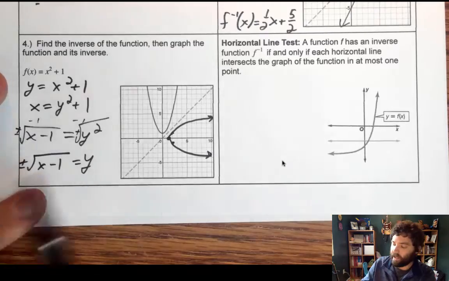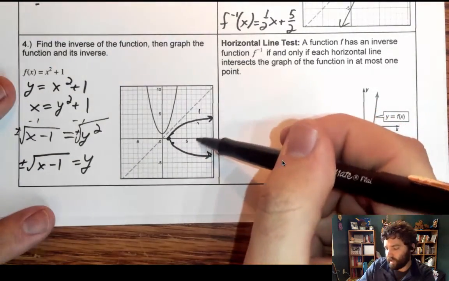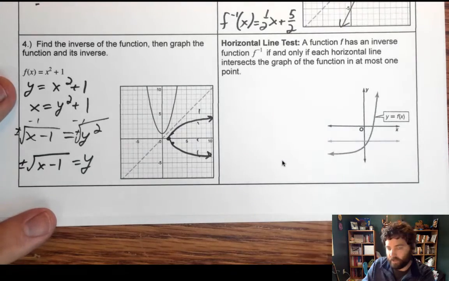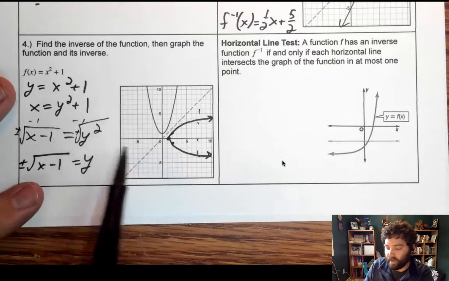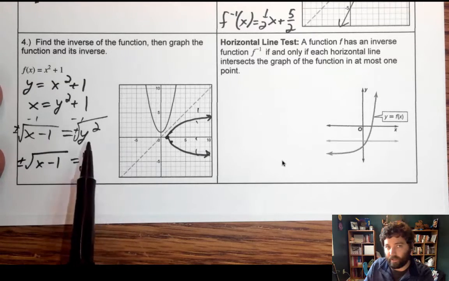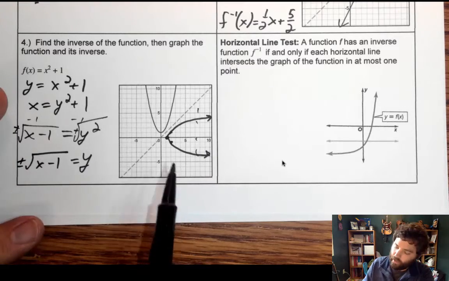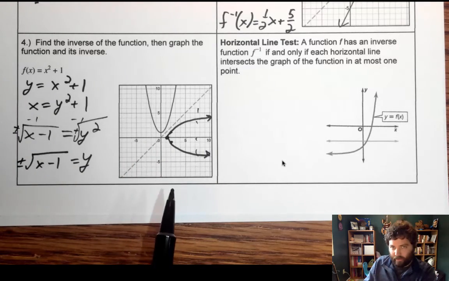And you can see that this can be graphed, but it's not a function. It fails the vertical line test. Okay, so we can find the inverse of the function, but it is what we call an inverse relation. The inverse is not actually a function. We could have predicted that, all right?